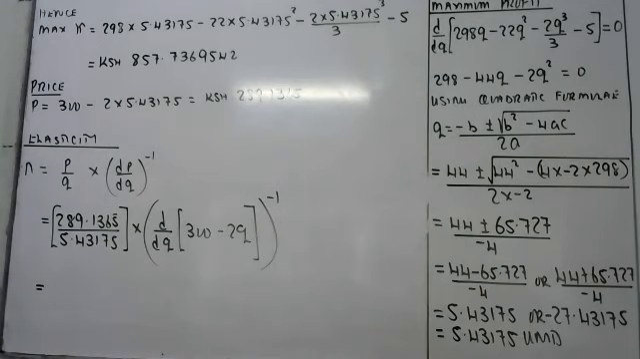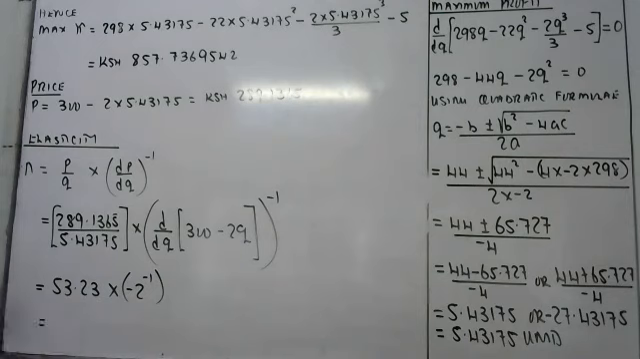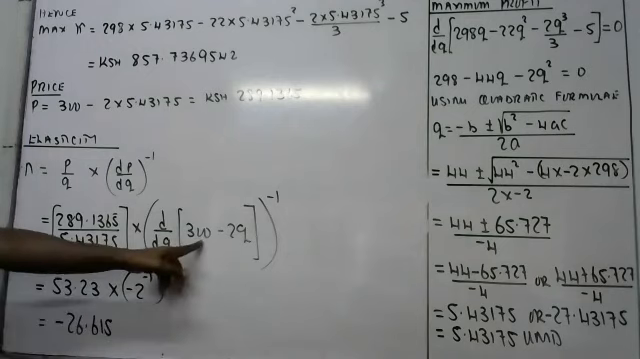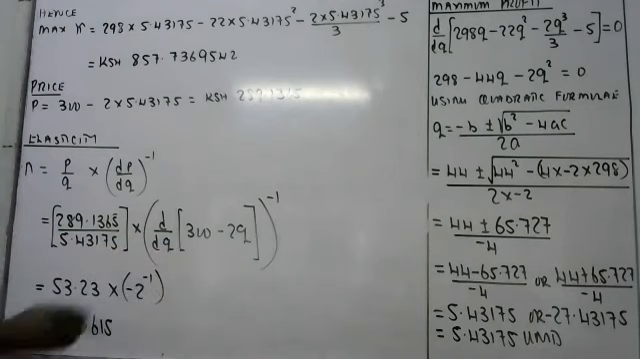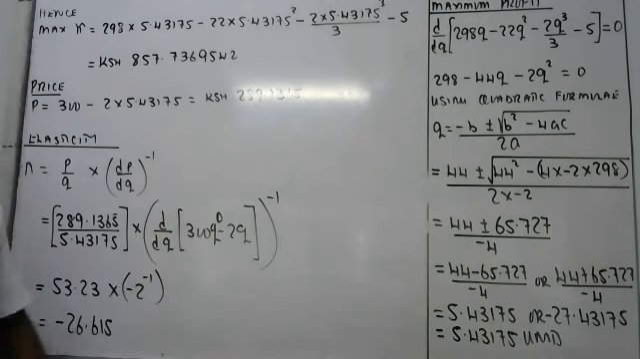So when I divide by 5.43175, I'm getting 53.23 times. This one becomes minus 2 raised to the power minus 1. So minus 2 inverse times 53.23 is minus 26.615. So that means there is an inverse relationship. The 300 has Q raised to the power 0, so when you differentiate, it becomes 0.